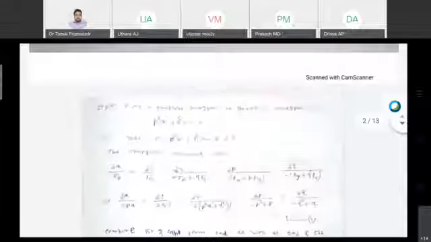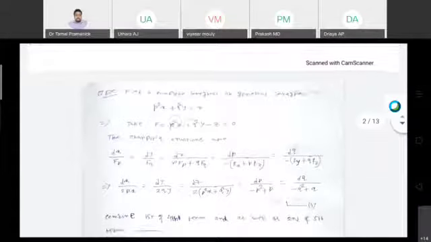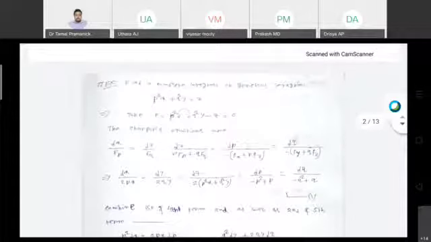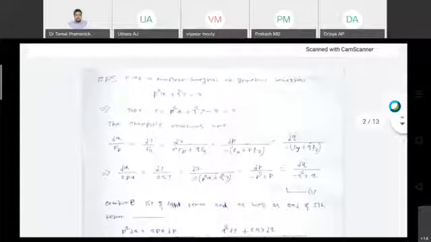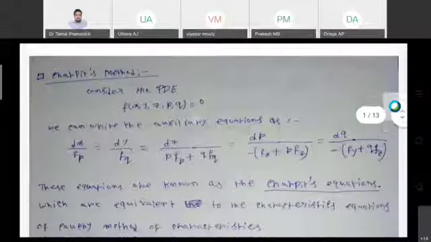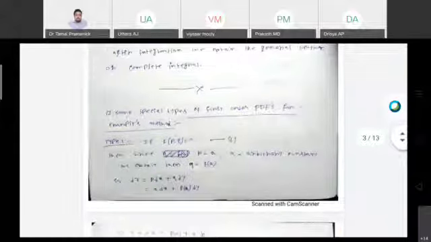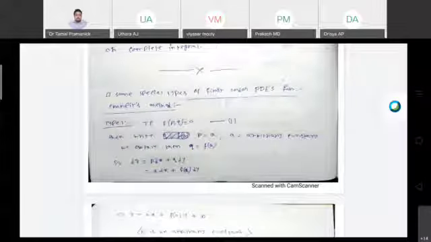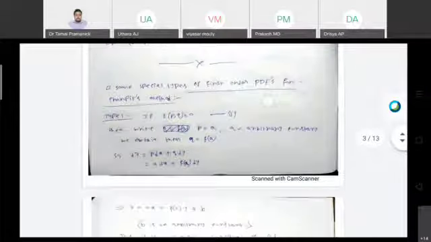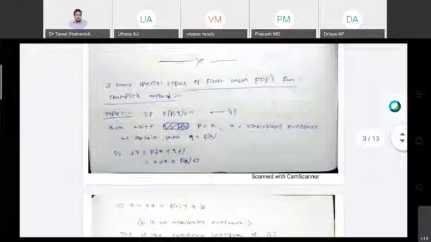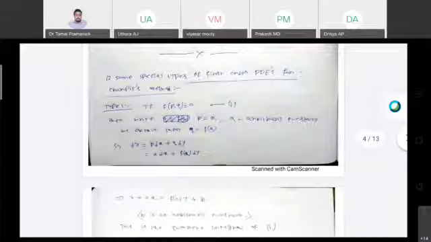This is of the form f of x, y, z, p, q, because x is present, y is present, z is present, p and q are present. This is a general equation of the form. Now Charpit's equation has some special types, which are easy to remember. If you remember these special types, it would be very good for you. Some special types of first order PDEs applicable for Charpit's method. So what is the special type?